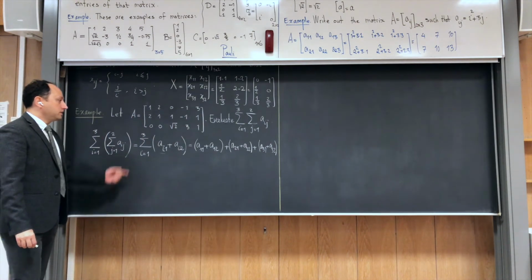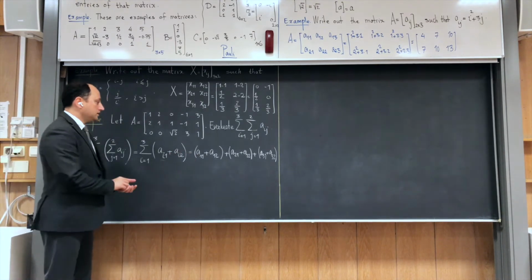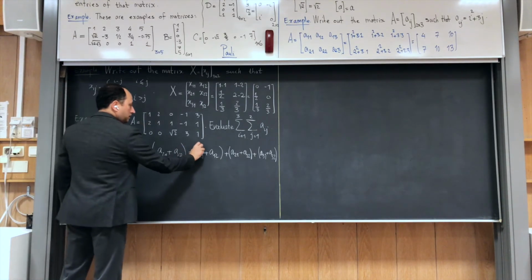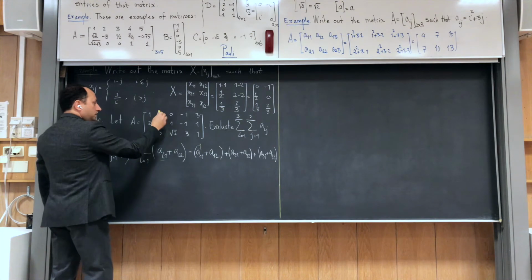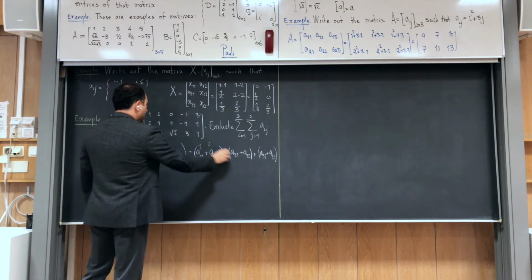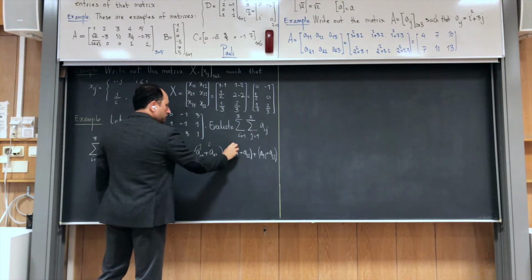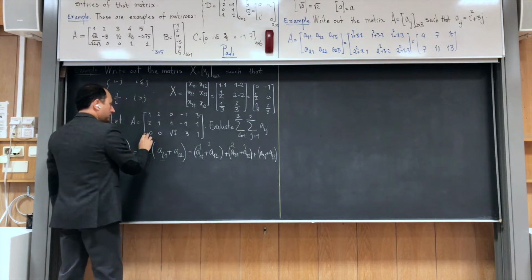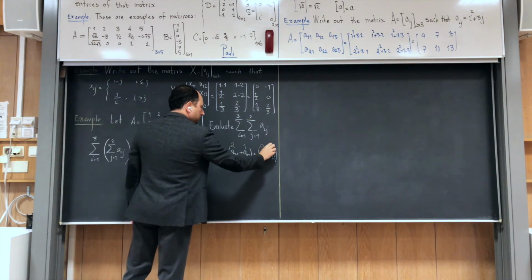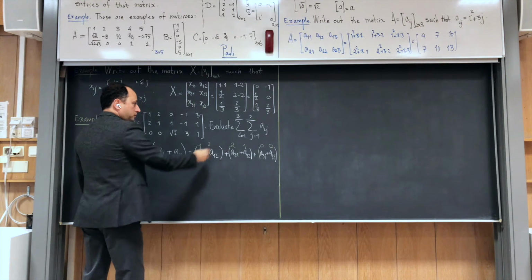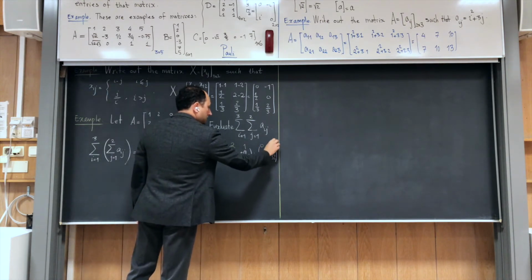So this matrix is given here. a_11 is this entry, which is 1. a_12 is this entry, which is 2. And then a_21 is 2. The next one is 1. And the next ones are 0 and 0. So if you add all of them, it becomes 6. So the answer is 6.